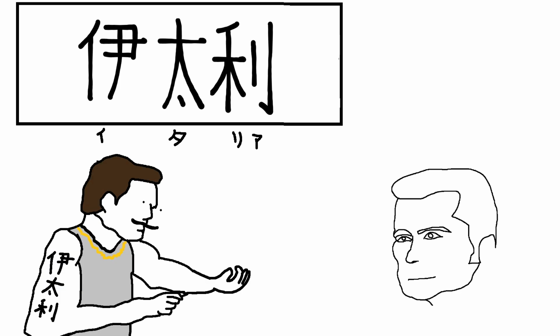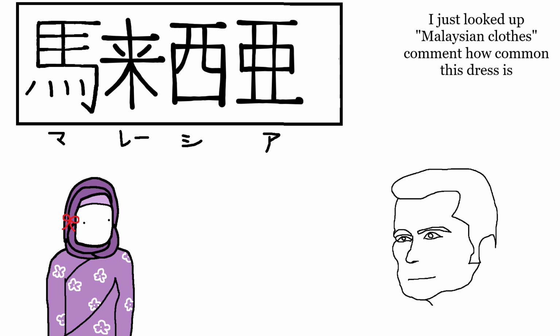Italy is written like this, Italia. Despite there being no kanji corresponding to A, we still say Italia anyway. Malaysia is written like this. According to Wikipedia, apparently the S is soft. Shit, I've been saying Malaysia this entire time.